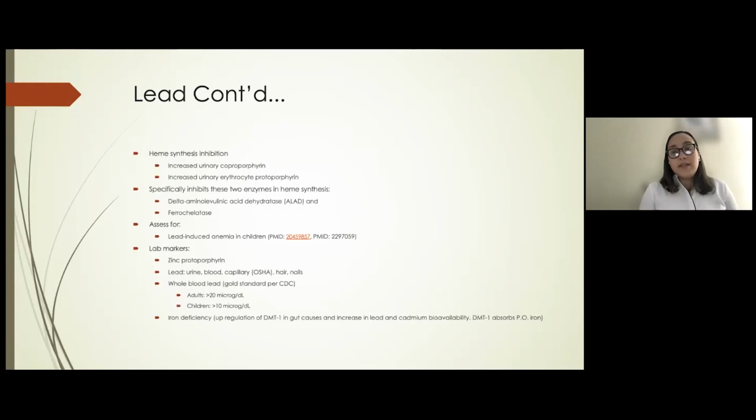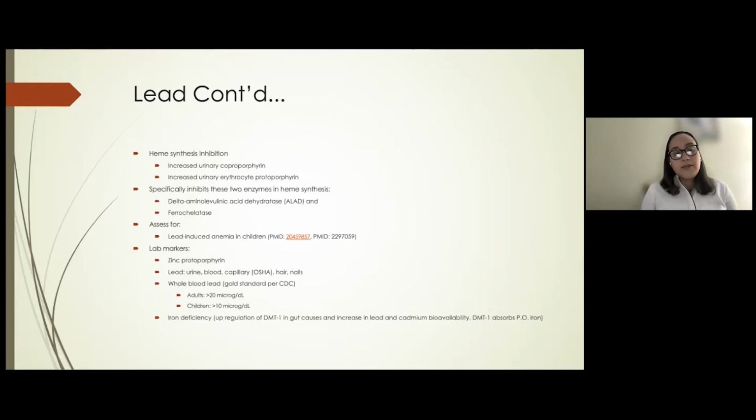So heme synthesis inhibition, I think we're all aware of this. Lead binds to and displaces basically the last couple of steps in heme synthesis. So you might want to test for increased urinary coproporphyrins and increased erythrocyte protoporphyrin levels. It specifically inhibits these two enzymes, ALAD as well as ferrochelatase.